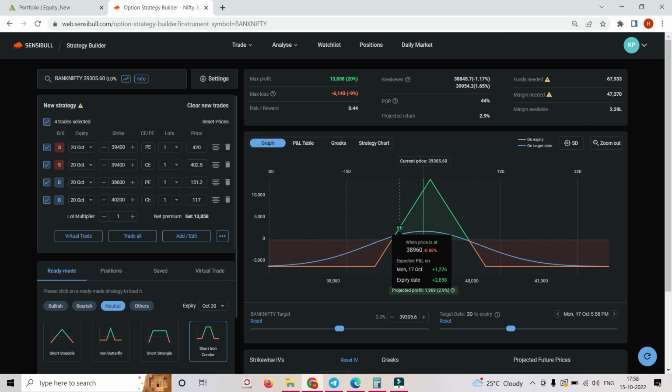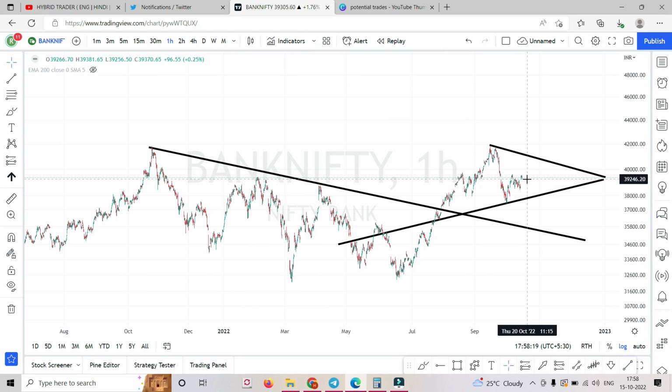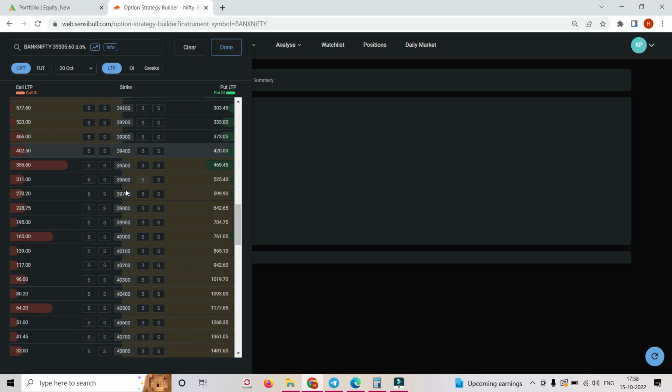So we have seen the iron fly. So let me show you how to go for a broken wing fly. Okay, how to go for the, sorry, not broken wing fly, butterfly. Let me take you back to this thing. So now let's say you are bullish about the market. From here, if your view is like market will go up, so how to deploy the directional butterfly. Okay, if you are bullish about the market, what you will do?